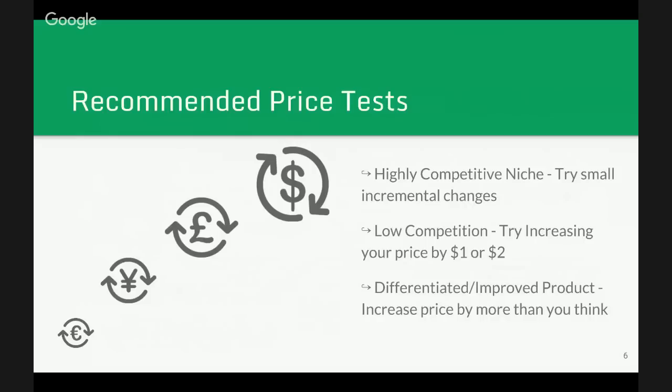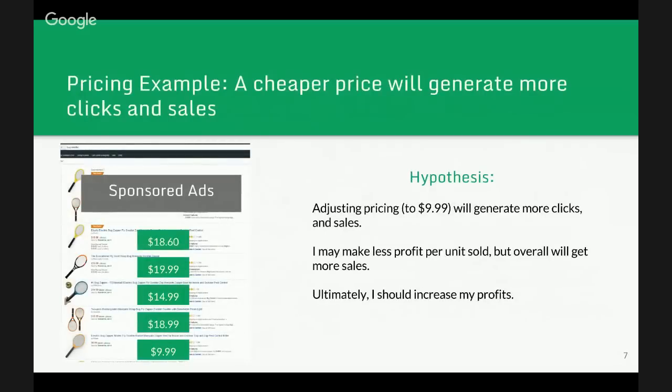And if you have a differentiated or improved product, or your product has an average of say 4.5 stars, where all your competitors have 3.5 or 4 stars, then we found that these customers are, without a doubt, willing to pay more money to get the product that has a higher review score. So if you have an improved product that's getting better reviews, increase the price by more than you think. A lot of times you can increase the price by say $5, and you'll have the same amount of sales and the same amount of conversion. So that's something you definitely would want to be testing.